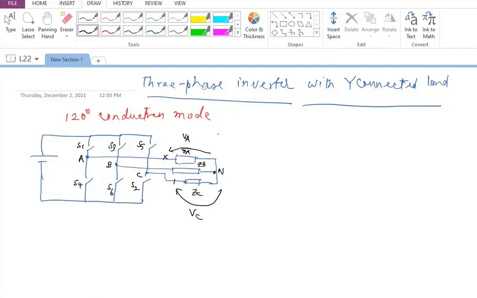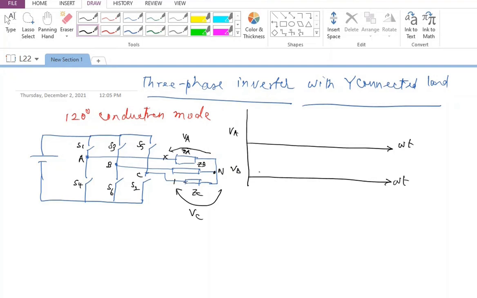Okay. So when I am going to have 6 and 1 conducting, let's say initially I'm going to have 6 and 1 conducting. So this is omega t. This is also omega t. And I'm going to have initially 6 and 1 conducting. So let me draw. This is VA and this is VB. And I'm going to finally draw VAB also.